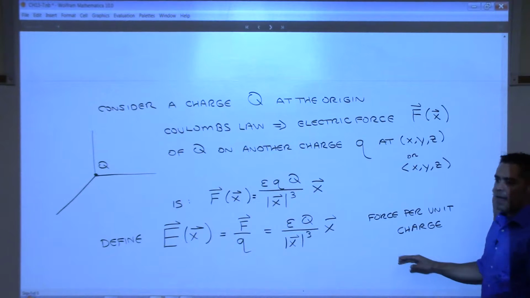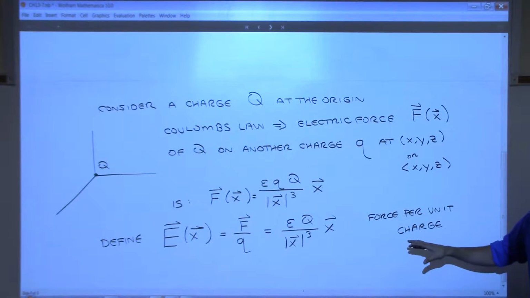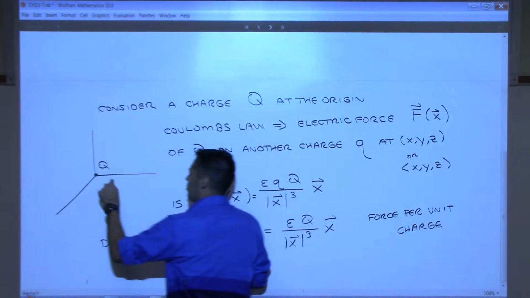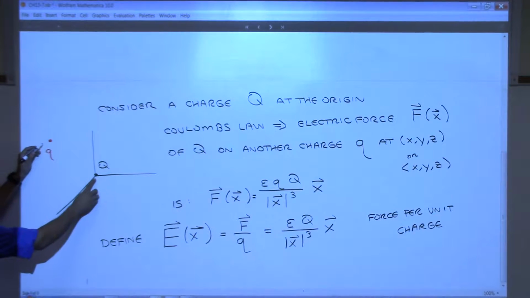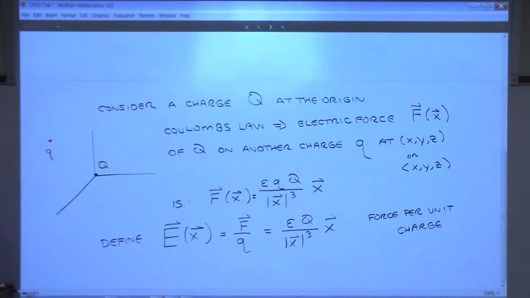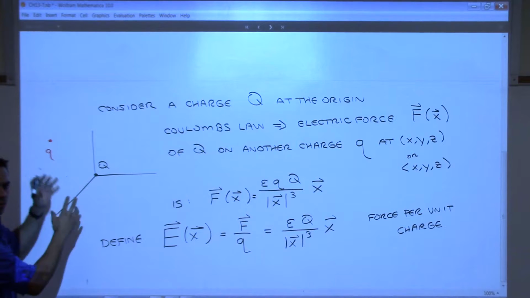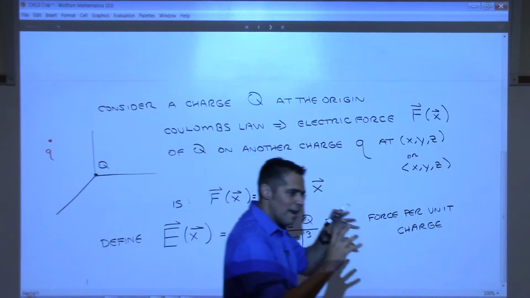And this is something that will always hold for any charge that you put at the origin, and then you place another charge out here relative to it. This has a position, right? The position of this is x, y, z. Then the force per unit charge is some measurement of what's happening between these two, right? Got it? How these two charges are interacting with each other.